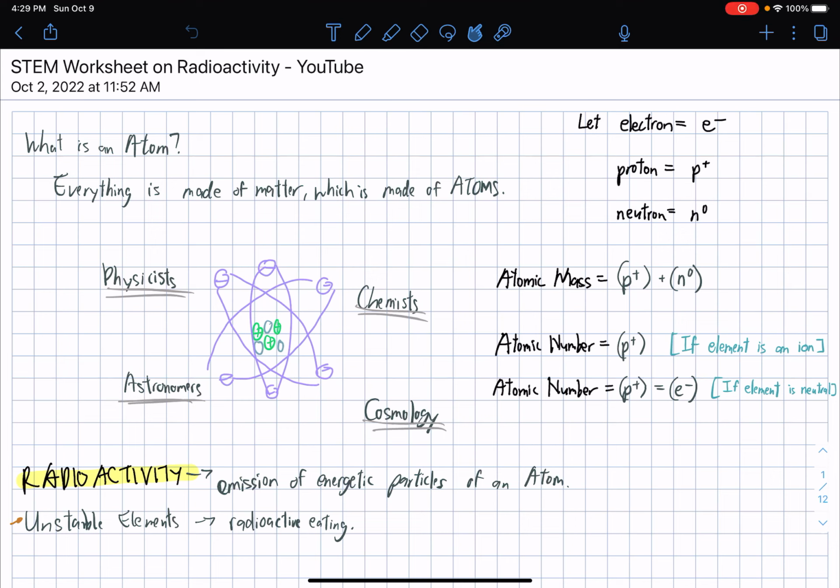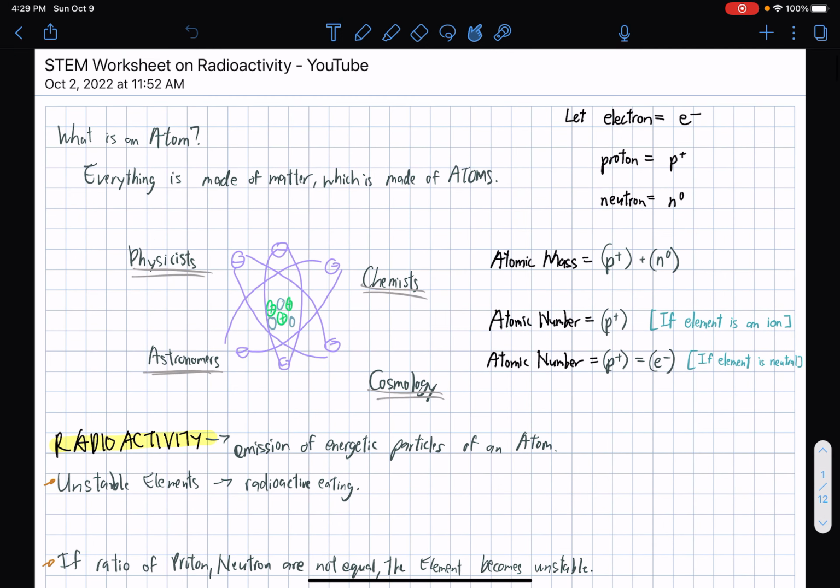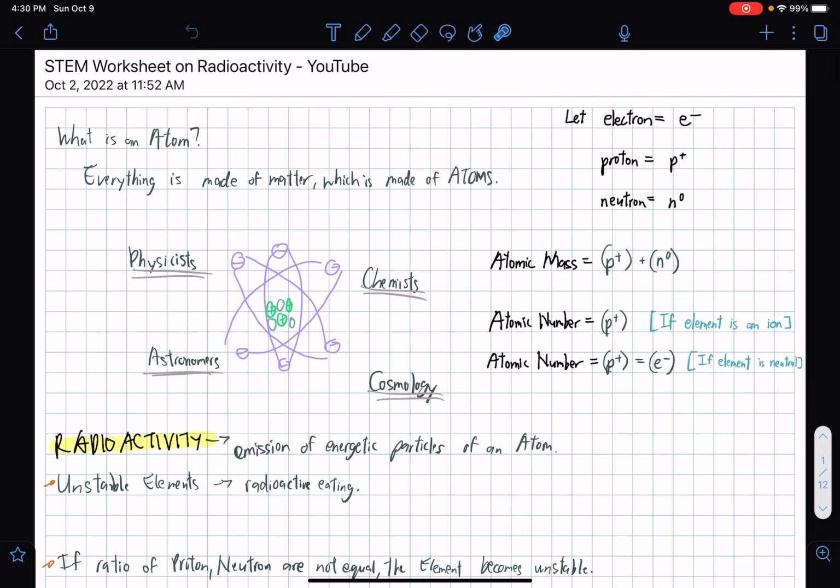In this video, we will be answering a worksheet on radioactivity. The lesson is connected to the topic on atoms, the values, how to compute for atomic number, atomic mass, the relevance of protons, neutrons, and other relevant particles that comprise the simple atom.